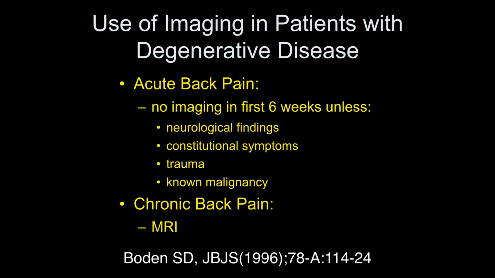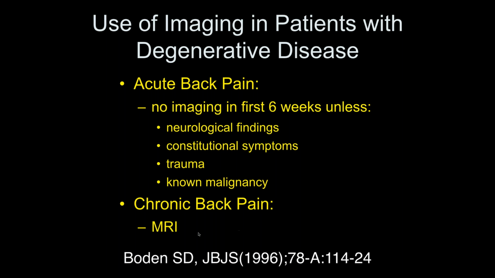So the use of imaging in patients with degenerative disease, this comes from a study in JBJS from Bowden in 1996. With acute back pain, they recommend no imaging in the first 6 weeks because 80% of people with acute back pain will resolve their symptoms within 2 to 6 weeks. And in that time frame, very few of them will actually have an emergent situation that has to be taken care of. Unless they have neurologic findings, constitutional symptoms, i.e. you think that they have a systemic infection, trauma, or known malignancy, in which case the imaging should be done more acutely to look for those kind of conditions.